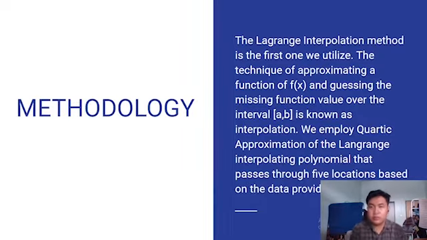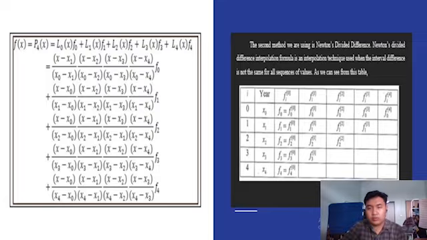The Lagrange interpolation method is the first one we utilize. The technique of approximating a function f(x) and guessing the missing function value over the interval [a, b] is known as interpolation. We employ a quadratic approximation of the Lagrange interpolating polynomial that passes through 5 locations based on the data provided. So here is the formula of the Lagrange on the left side here.